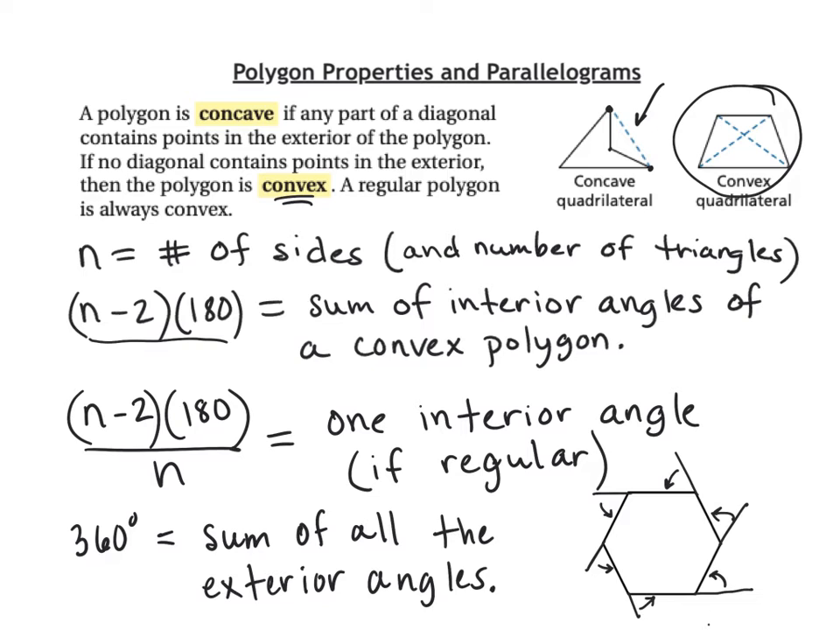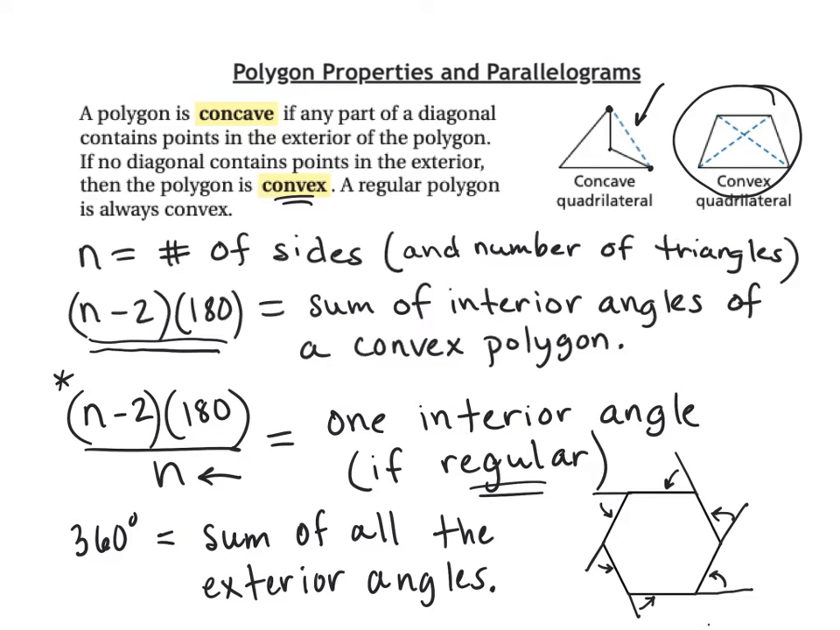That means if it's regular, remember a regular polygon has all equal interior angles and all equal sides. If I take the sum of all the angles, n minus 2 times 180, and divide it by n, the number of angles and the number of sides, what I get is one angle. We're going to use this idea here. Take the sum of all the angles. If it's regular, divide it by the number of angles, which is the number of sides, and we get one angle.